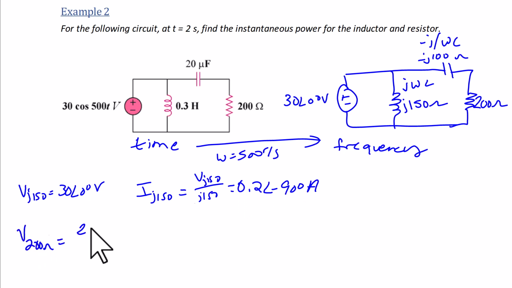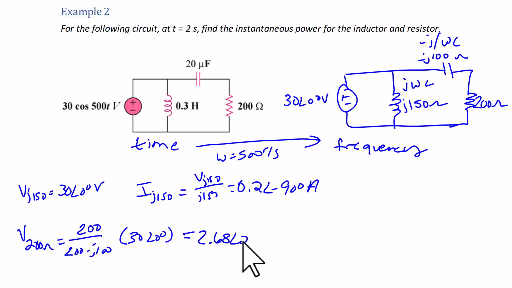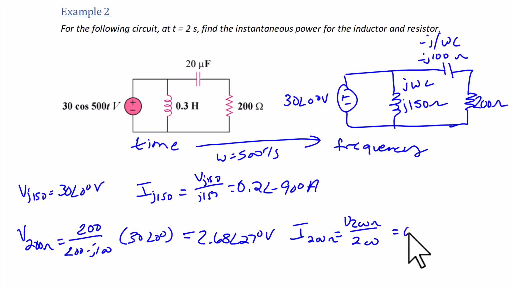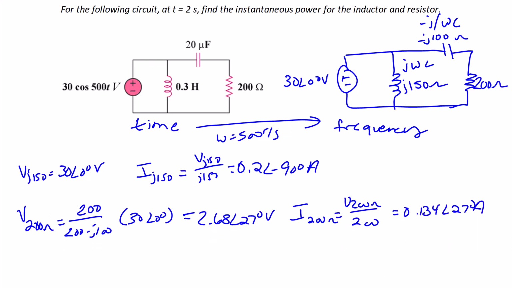Next, we're going to find the voltage across the 200 ohm resistor using the voltage divider. So 200 over 200 minus j 100 times 30 angle 0 is equal to 2.68 with an angle of 27 degrees. The current through the resistor is going to be the voltage divided by 200. So the current through the 200 ohm resistor is 0.134 with an angle of 27 degrees.